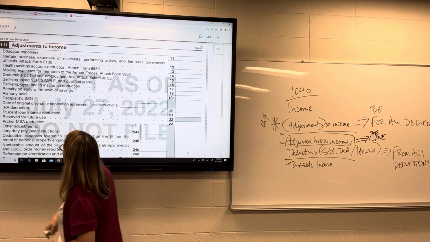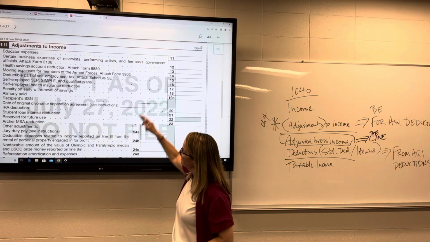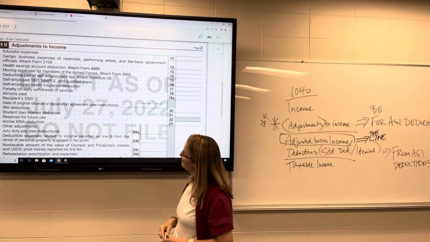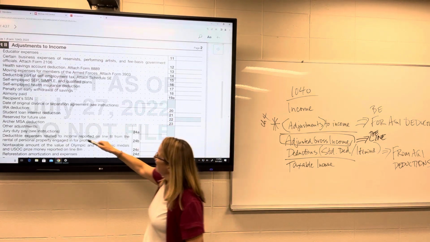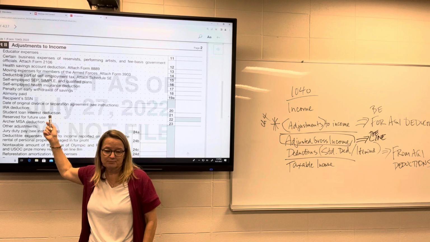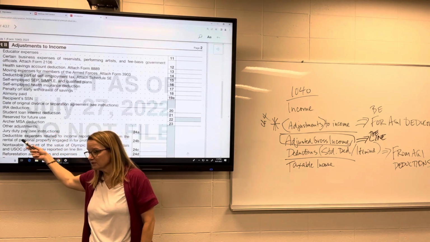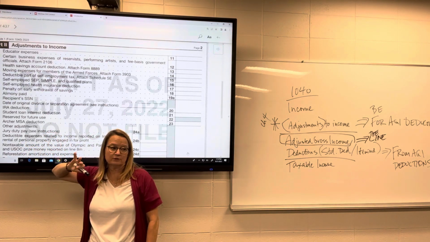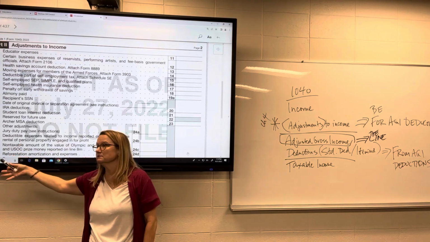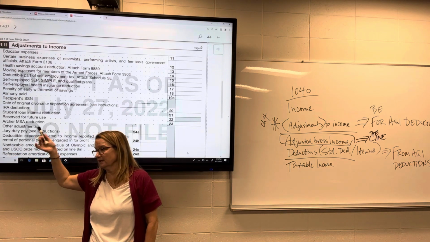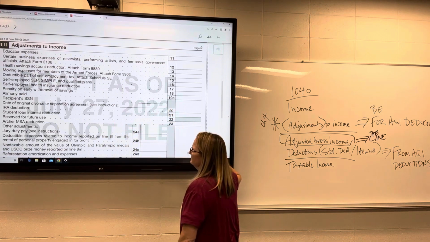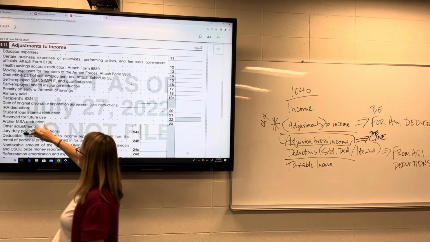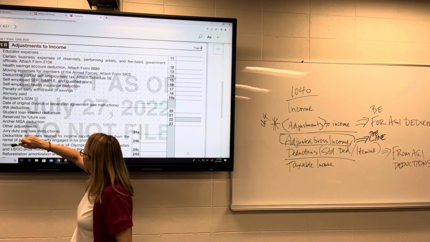We will look at the self-employed health insurance deduction. It's on there. Penalty on early withdrawal of savings. Alimony. IRA deduction. This is another type of retirement plan that individuals can contribute to. We're also not looking at that, but if you're interested, it's in chapter, I can't remember which chapter it's in, 13? Anyway, it might be 11. I think it's an odd number. But we're not going to look at that one.